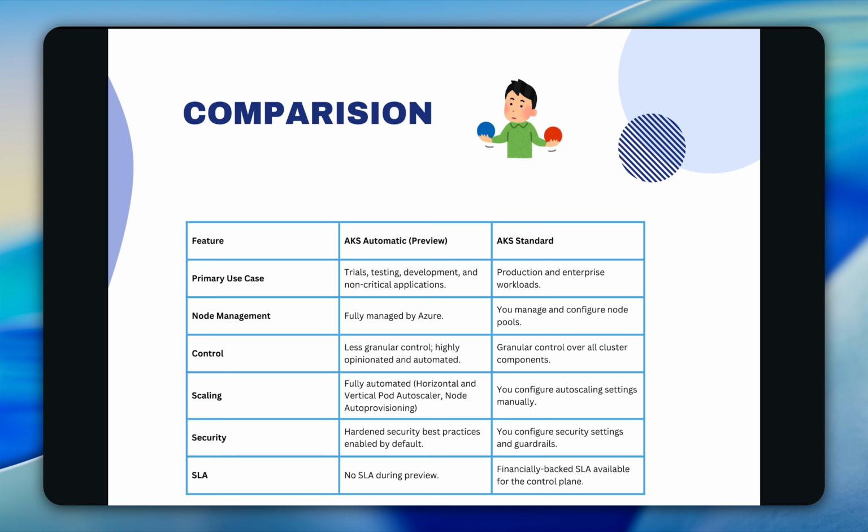When it comes to security, it's hardened security with best practices. As I mentioned previously, most of the security features are already enabled in AKS automatic by default. But in AKS standard, you need to configure these guardrails, like you need to install Azure policy configurations. Then if you are using any other things, it's your responsibility. AKS automatic still doesn't have an SLA because it's still in preview, but in AKS standard, a financially backed SLA is available for the control plane.